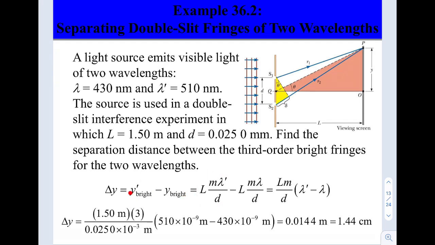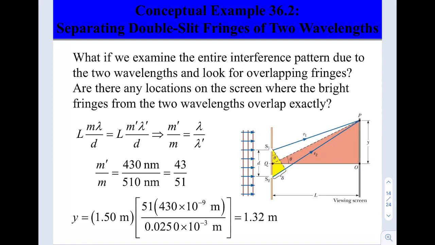So this is a formula for the lambda prime, y prime, and this is a formula for the y bright. Since the L is the same, the m is the same, the d is also the same, we can factorize it, so we are left with the difference between lambda prime and lambda. If you substitute the rest of the information, this is the answer: 1.44 centimeter is the difference or separation distance between the third order bright fringes for the two wavelengths.